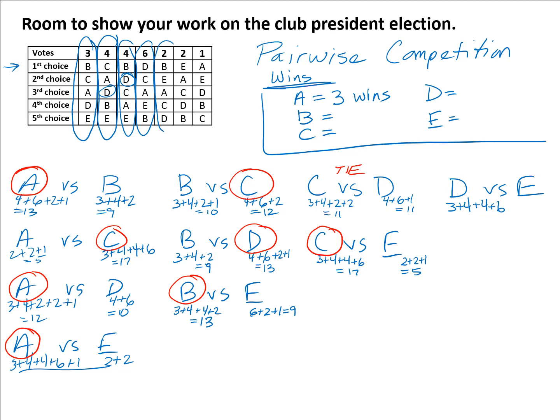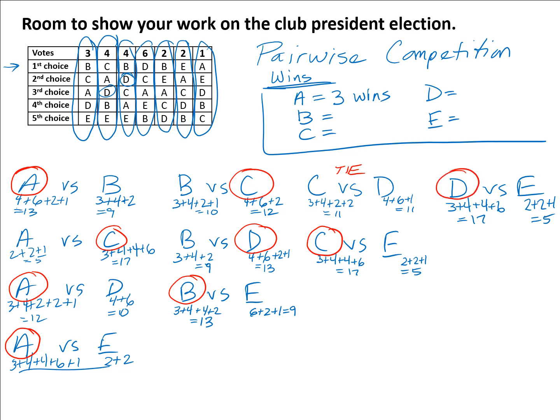In the next column, E is higher, and in the next column after that, E is higher, so E gets 2 and 2 more. And then in the last column, E is higher, so we get 1 vote going to E. So we tally that up. I get 17 votes going to D, 5 going to E, and D handily wins that race.